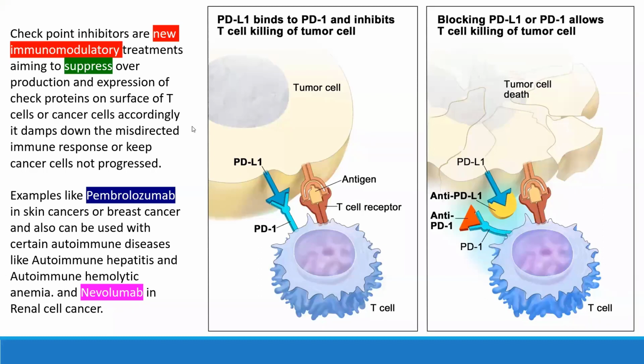Drugs that inhibit checkpoints, like pembrolizumab, which is used for skin cancer and breast cancer, and can also be used in some autoimmune diseases like autoimmune hepatitis or autoimmune hemolytic anemia. And another very important drug is nivolumab, which is used in the management of renal cell cancer. And in our previous exam in 2018, they asked about nivolumab.